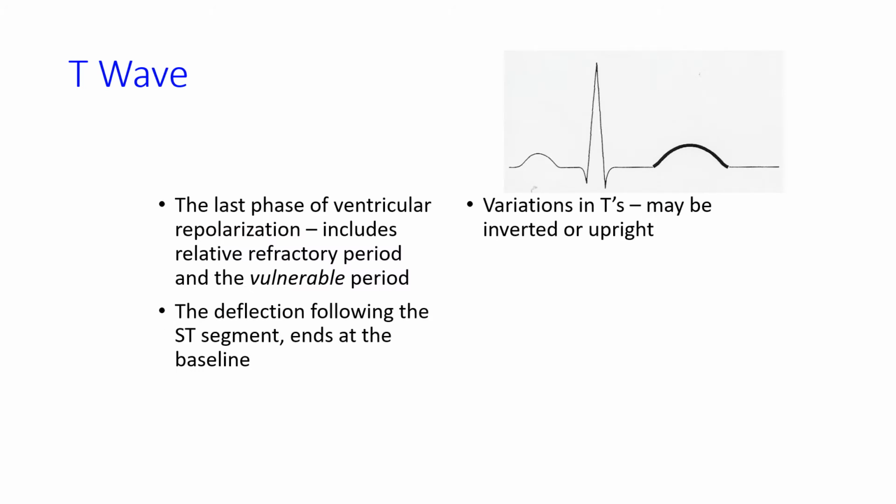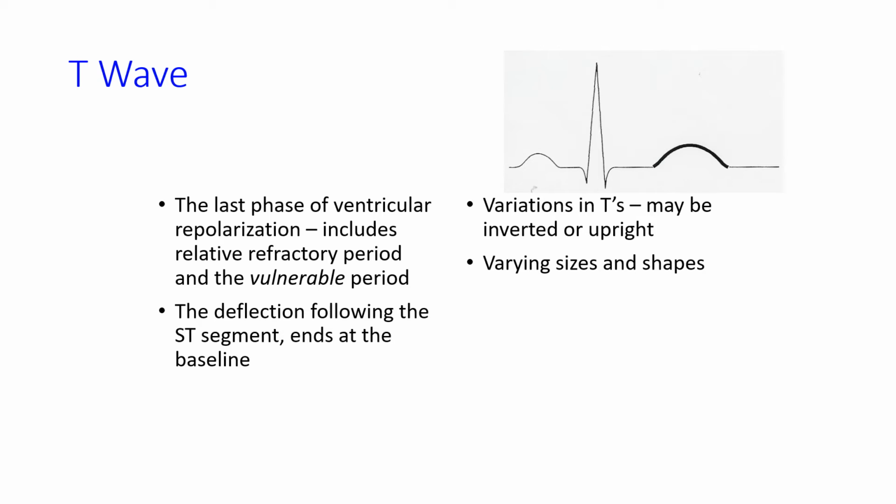The T wave is the last phase of ventricular repolarization. So the ventricles are repolarizing, the ions are going back to the original position, where sodium and calcium are moving out of the cell and potassium is going back into the cell. And again, this is that vulnerable period in the middle of the T wave, around the relative refractory period. Normally your T waves can vary; they can be flipped, inverted, or have different sizes.